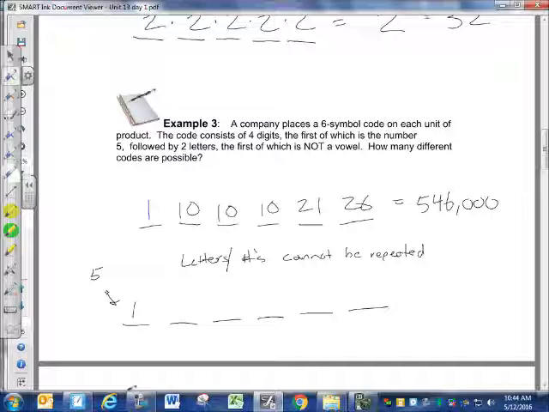Well, my next digit can't be a 5, but it can be any other number besides a 5. How many choices do I have for the second spot now if I can't repeat 5? 9. For my third digit, it can't be 5, and it can't be one of the numbers that's selected here. How many choices do I have remaining? 8, and then 7.